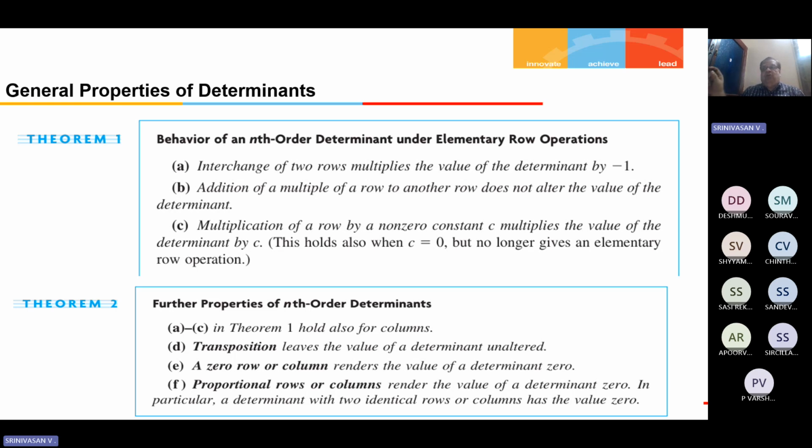Suppose you have some elements 1, -2, 3. And if you have the other row elements like 2, -2, 6. That is, they are in the ratio of 1:2. So the second row elements are proportional. That is, they are multiplied by 2 that of the first row elements. So a determinant with two identical rows or two identical columns has the value 0. Okay, I can show you an example for this.